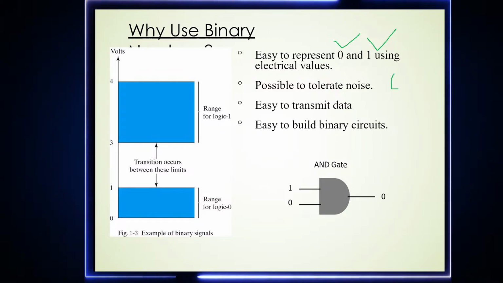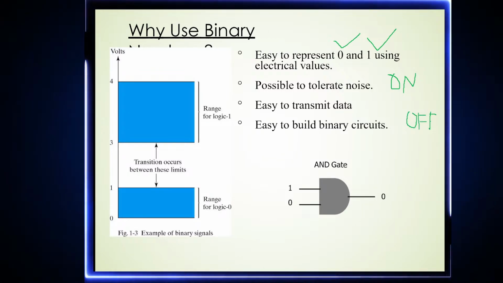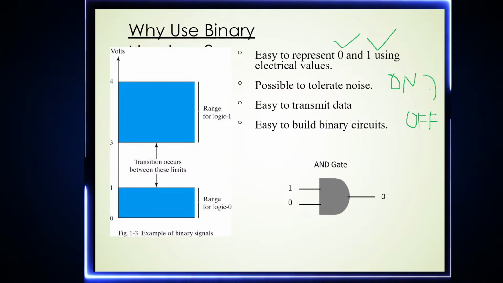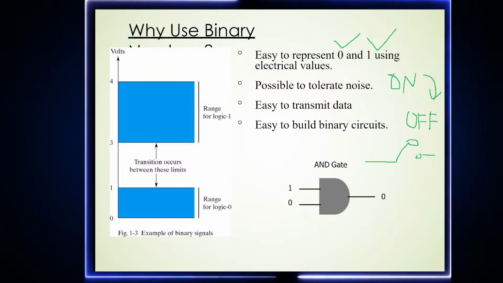That means there is only two states. One is the on state and the other one is the off state, right? So we have only two conditions, just like a simple switch, right?